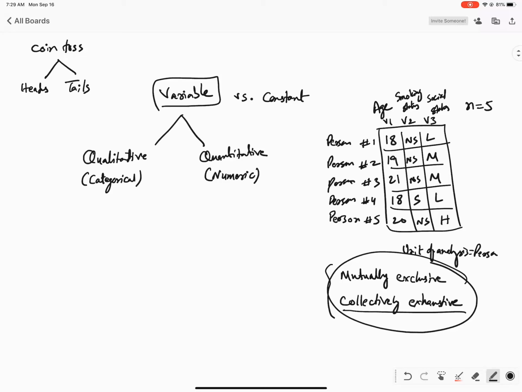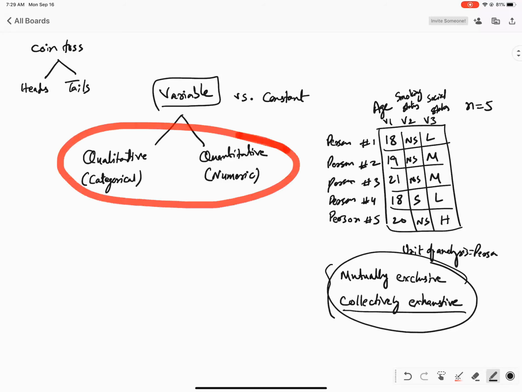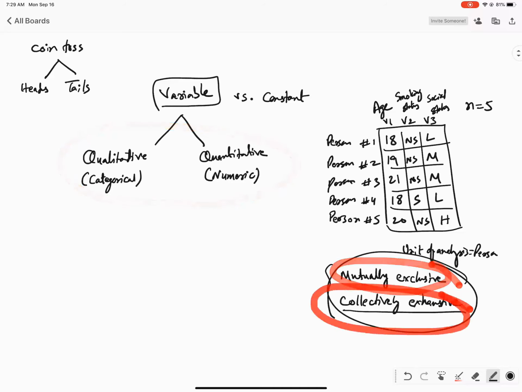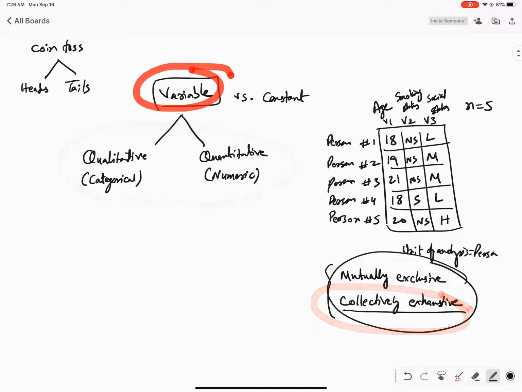Similarly, a variable has two types, qualitative and quantitative, that are mutually exclusive and collectively exhaustive. It means that any variable that you come across is either qualitative or quantitative. It has to be one of these, but it can't be both at the same time. Now, these two types of variables have subtypes. Let me just complete the tree diagram here. I will list two subtypes of each of these two primary types of variables, and then I'll explain all of these different types.